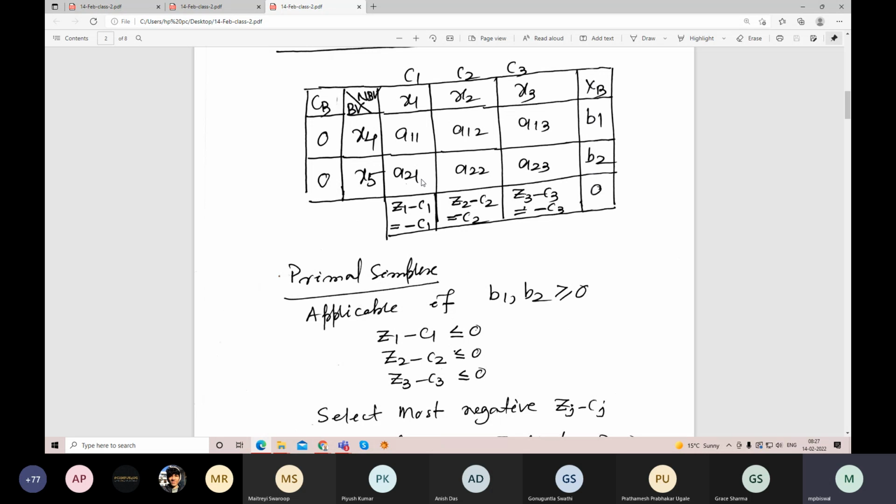Now here, these minimum ratios are equal. If the minimum ratios are becoming equal, so here also there is a smell that the problem has degeneracy. Okay, it may. So before finishing this method, you cannot predict what will happen to that. Okay, but that is the loophole.